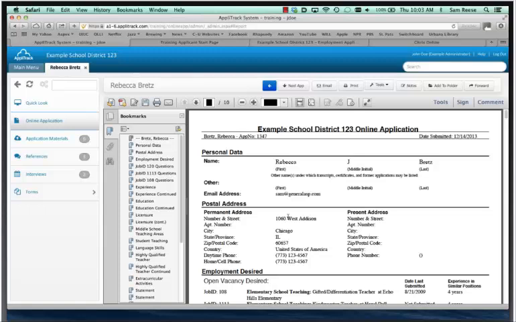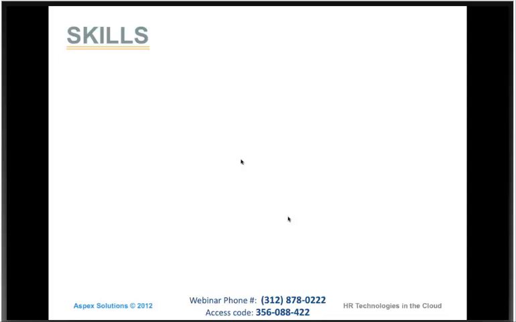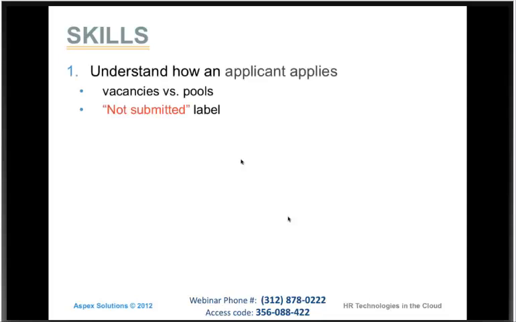So I hope you agree with me when I say it's quick and easy. Now let me explain to you the skills that I'm going to teach you. I'm going to begin by helping you to understand how an applicant applies for your positions. And this will help you avoid a couple of common confusions. One is the difference between applying for a vacancy and applying for a pool. And the second is the red not submitted label you may see beside the names of some applicants. So I'll explain why those will show up.